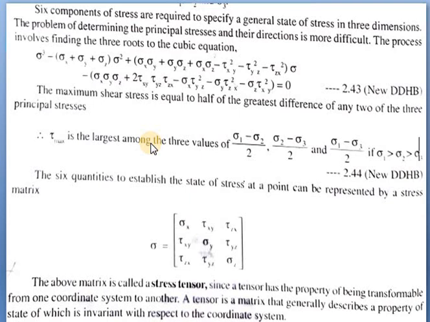Next, the maximum shear stress is equal to half of the greatest difference of any two of the three principal stresses. So here, the maximum shear stress is calculated as the largest among the three values of (sigma 1 minus sigma 2) divided by 2, (sigma 2 minus sigma 3) divided by 2, and (sigma 1 minus sigma 3) divided by 2, if sigma 1 is greater than or equal to sigma 2 and sigma 2 is greater than sigma 3. Again, these equations are also available in the data handbook.